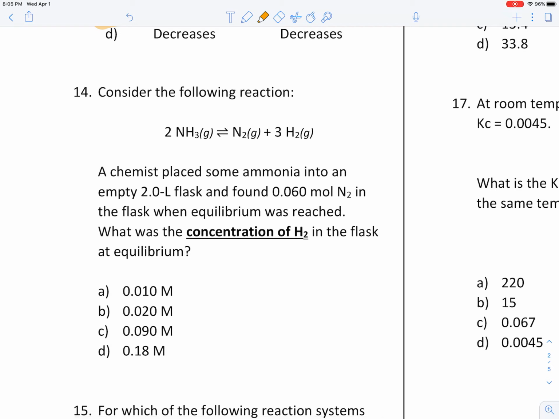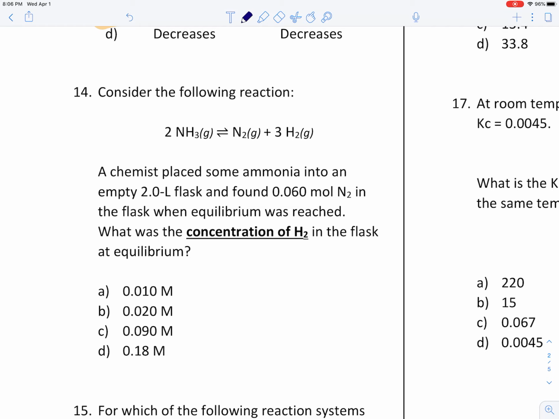Number 14, give that a try. So the chemist put some ammonia into a 2-liter flask. At equilibrium, there was 0.060 moles of nitrogen in the flask. The question is, what would be the concentration of hydrogen in the flask also at equilibrium?